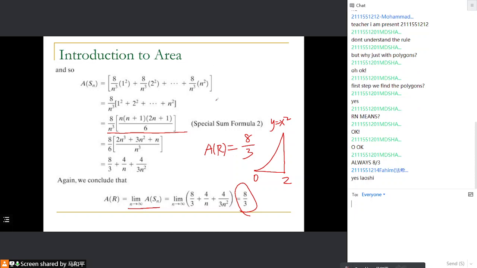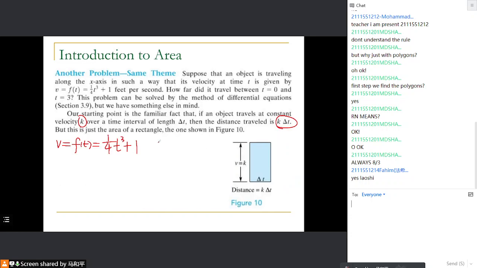Always, yes, always. Now this is geometric respect. Now we have another problem, almost the same thing. Suppose an object is traveling along the x-axis in such a way that its velocity at time t is given by f(t) = 1/4 t^3 + 1 feet per second. How far did it travel between t = 0 and t = 3? This problem can be solved by the method of differential equations, but we have something else in mind.